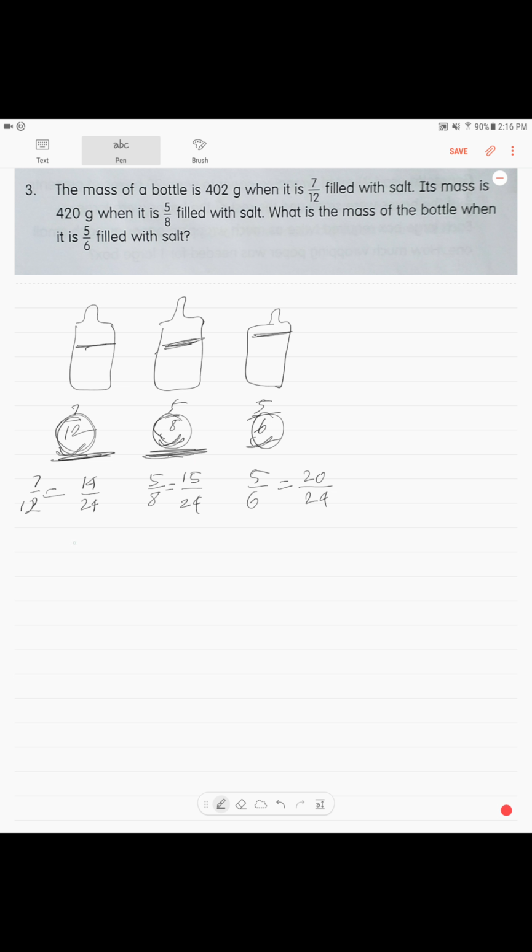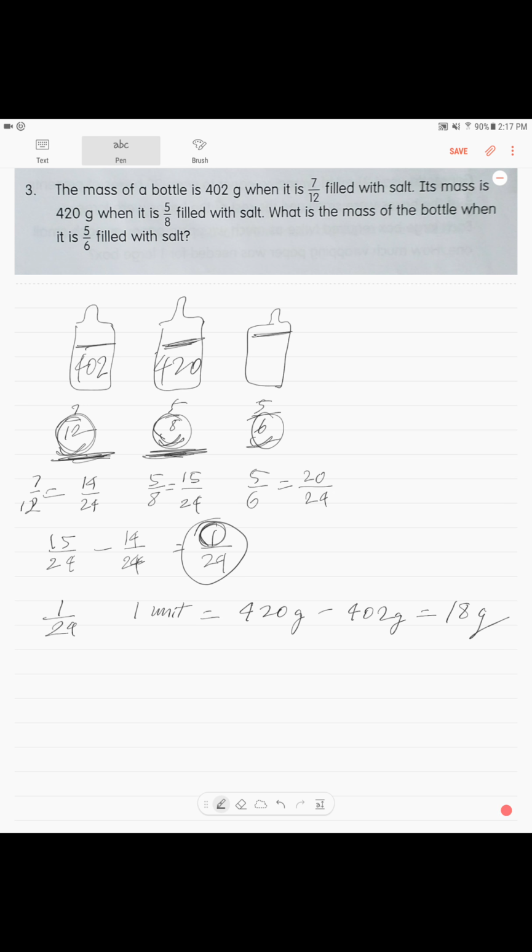All right. So, what is the difference between this bottle and this bottle? Right. The difference between this bottle and this bottle is 15/24 minus 14/24, which is 1/24. And we know their mass. The first one is 402 grams, the second one is 420 grams, right? So this is basically 1 unit. 1 unit is 420 grams minus 402 grams, which is 18 grams. Right? So if 1 unit is 18 grams, what are 15 units? 15 units is 18 times 15, 270 grams, right?